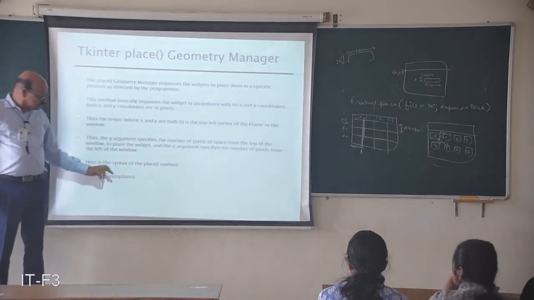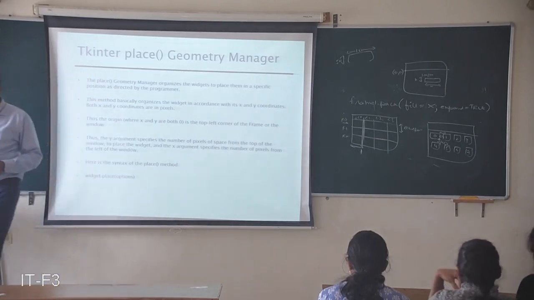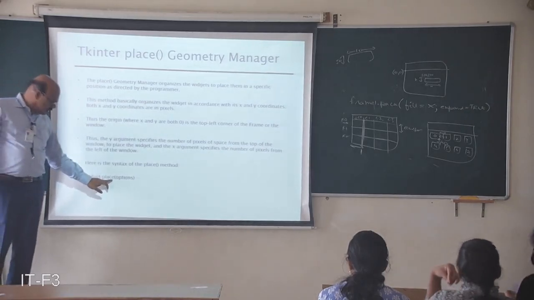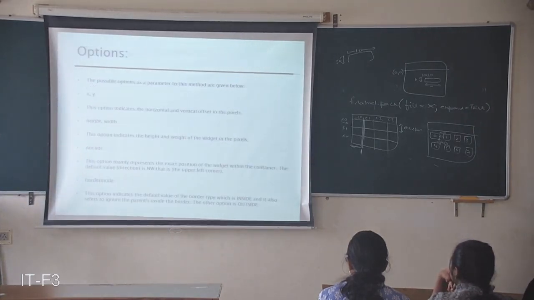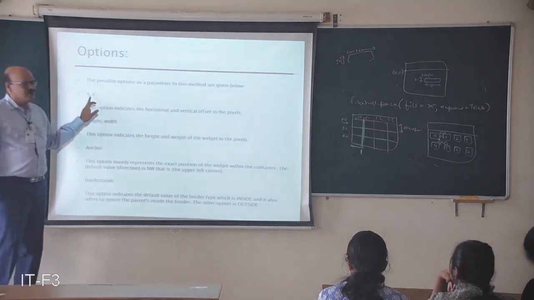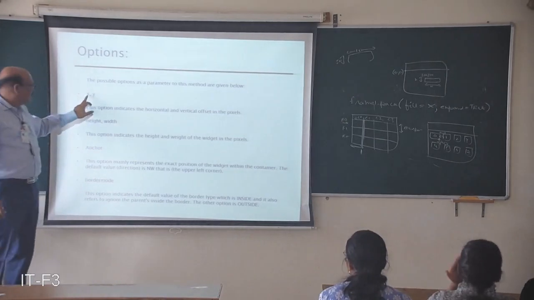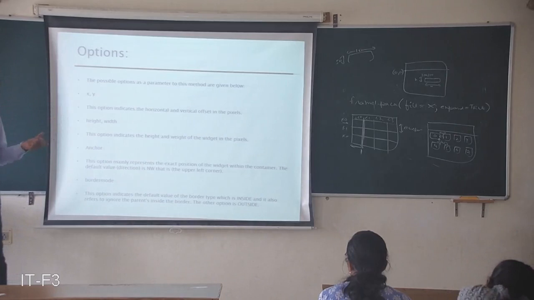So similarly, in place of grid, here we have to use the place geometry manager. So whatever widget you are trying to place, then the name of the geometry manager, which is place, and then options. Now what are the options available? The first option is we specify only the starting coordinates x, y. If you specify x, y, then the default widget dimensions will be used for width and height.